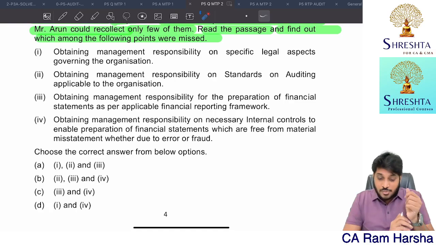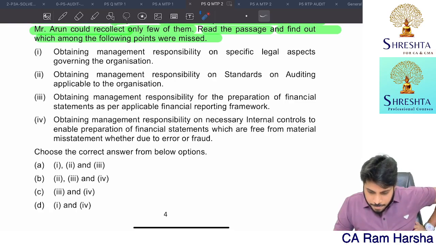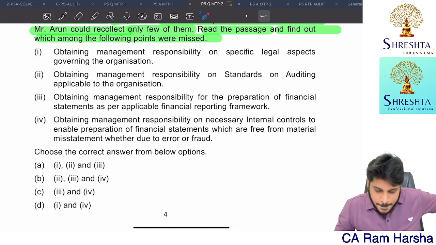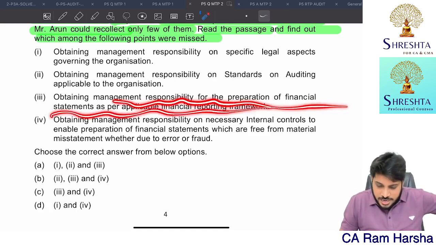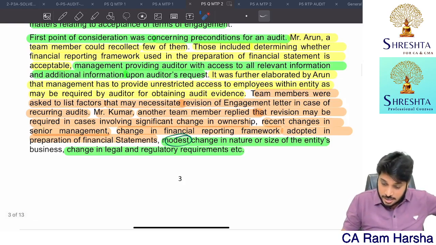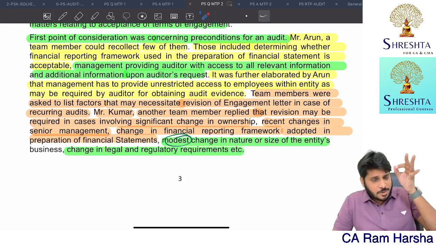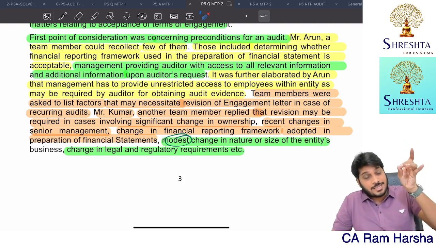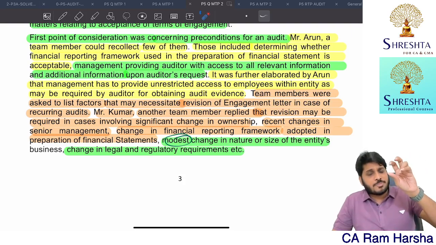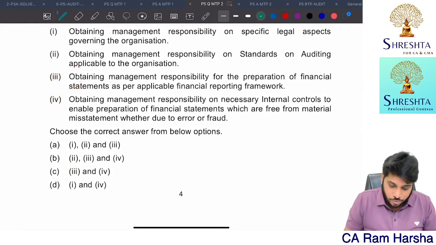Which of the following points were missed? So this point only was missed actually. Even if you see obtaining management responsibility for preparation of financials: yes, management should accept responsibility for preparation of financials. Here he said whether the financial reporting framework is acceptable or not, you check. Then you will get an acknowledgement that management is responsible for preparation of financials. You will get an acknowledgement that management is responsible for design and implementation of internal control for the preparation and presentation of financial statements. So 3 and 4. I will go with 3 and 4.